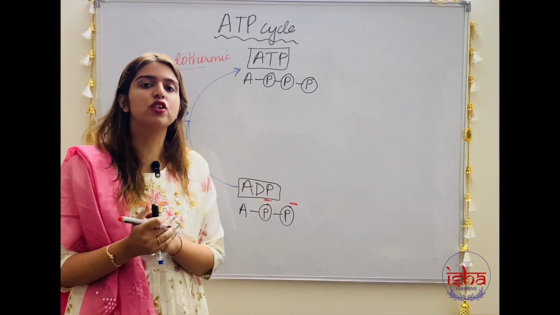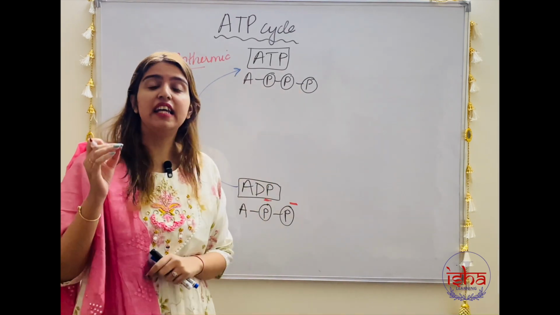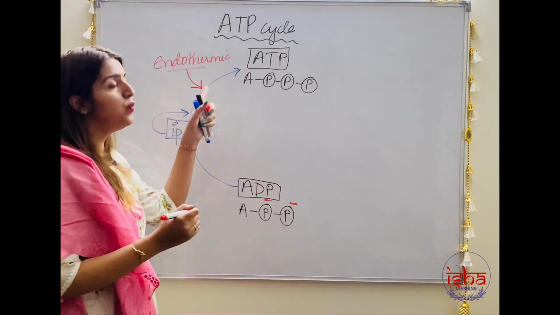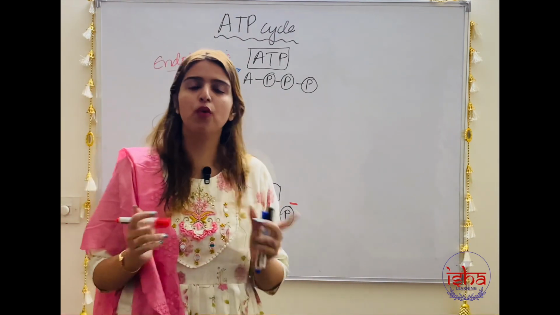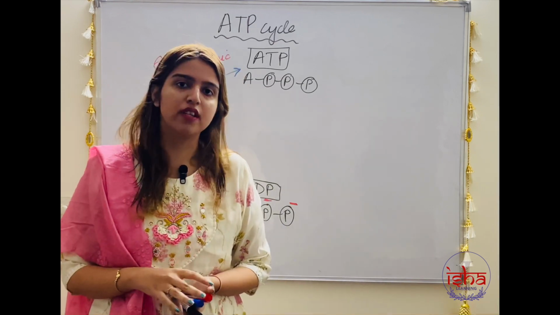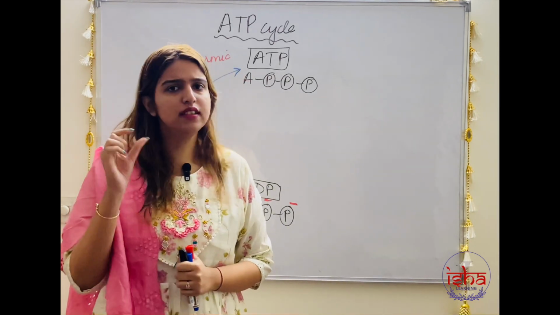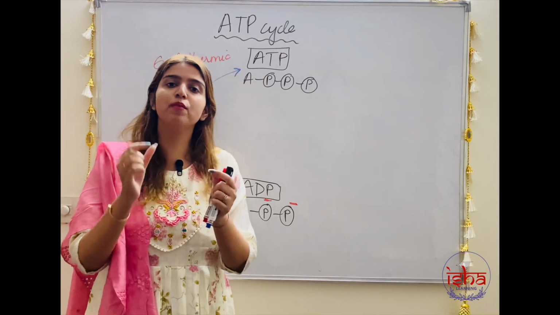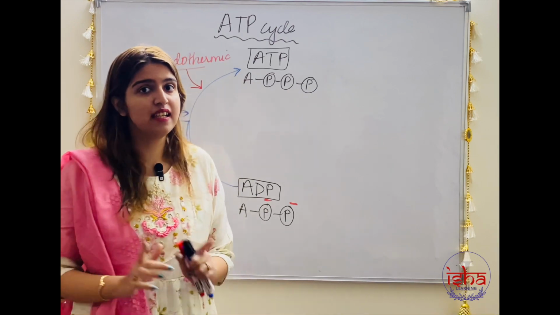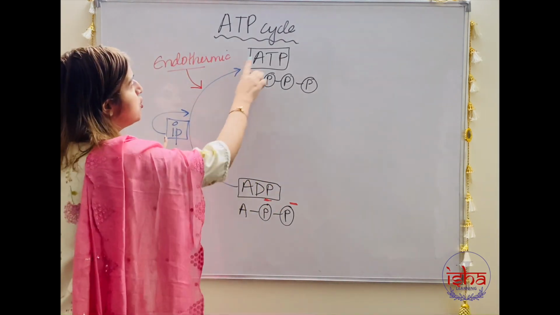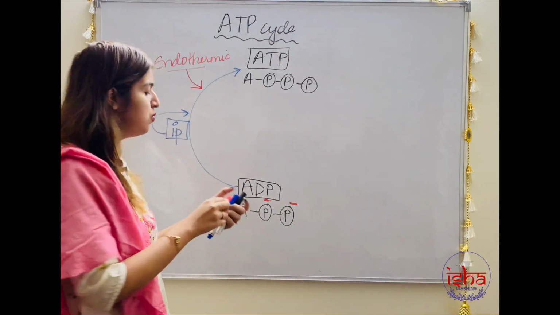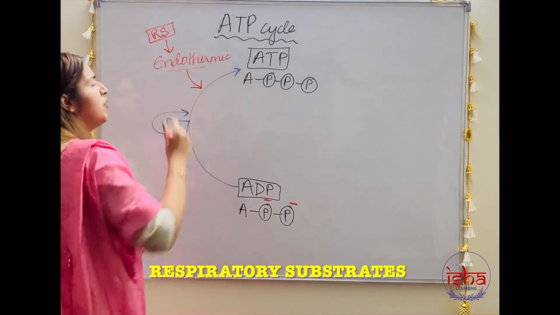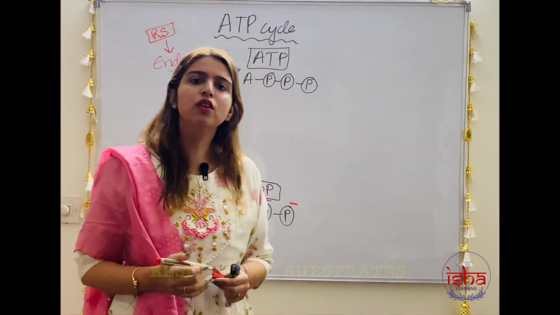To force the formation of the 3rd phosphate bond, I need to supply energy from outside. Now, where do I get this energy from? Like we spoke, we have our respiratory substrates. When they are broken down, a certain amount of energy is released. As I already said, each time a small amount of energy will be released, it will be coupled to the formation of the ATP. So we get this energy from our respiratory substrates, whether it be glucose, whether it be some other molecule.